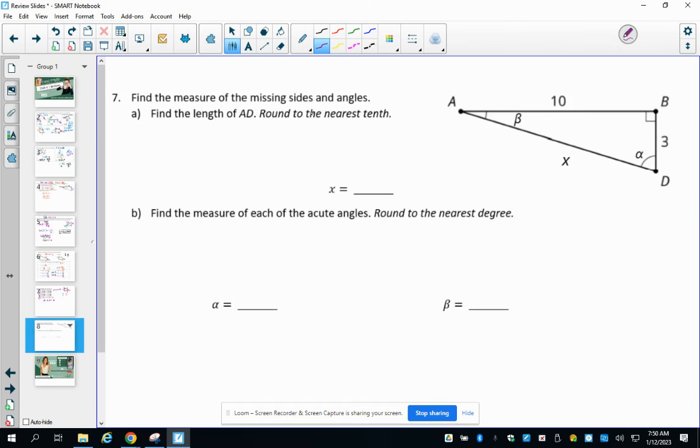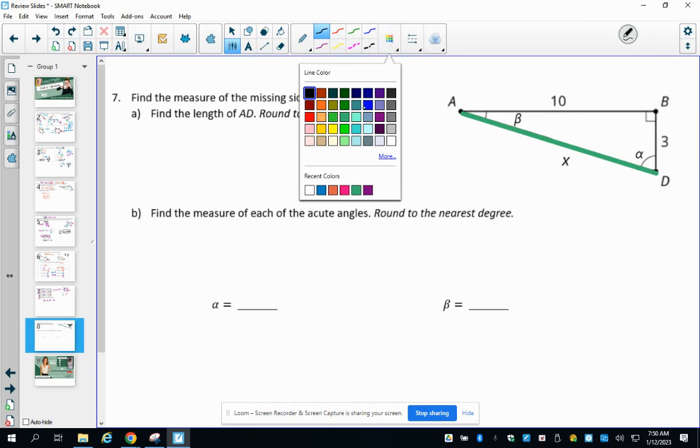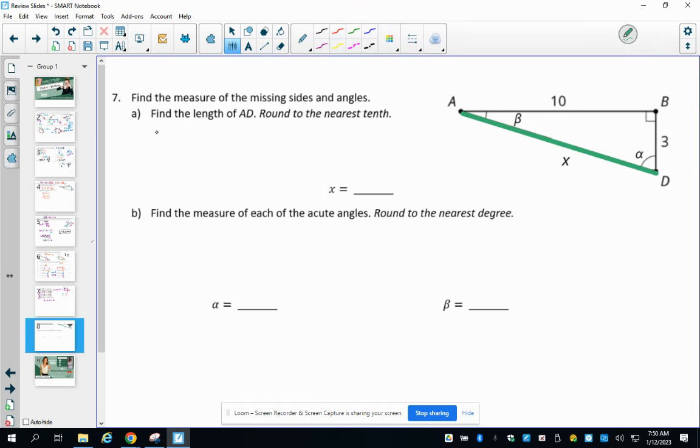Number 7, find the measure of the missing angles and sides. So let's find the length of AD to the nearest tenth. So when we look here, we've already got two sides labeled. We're just looking for the third one. So this is going to be a Pythagorean theorem here. So x is the hypotenuse, so x squared equals 10 squared plus 3 squared. So x squared equals 100 plus 9. So x squared equals 109.